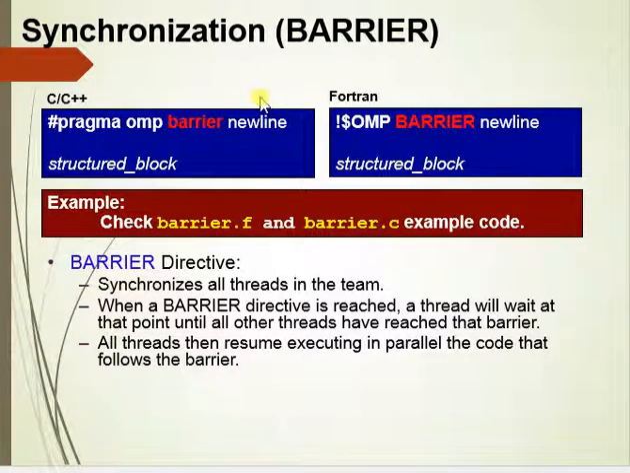Now we begin with a synchronization, that is a barrier. This is the syntax of a barrier in C++: #pragma omp barrier. This is the syntax in Fortran. This is an example of a barrier. What is the directive of a barrier? It synchronizes all threads in a team. When the barrier directive is reached, a thread will wait at that point until all threads have reached that barrier. All threads then resume executing in parallel the code that follows the barrier.